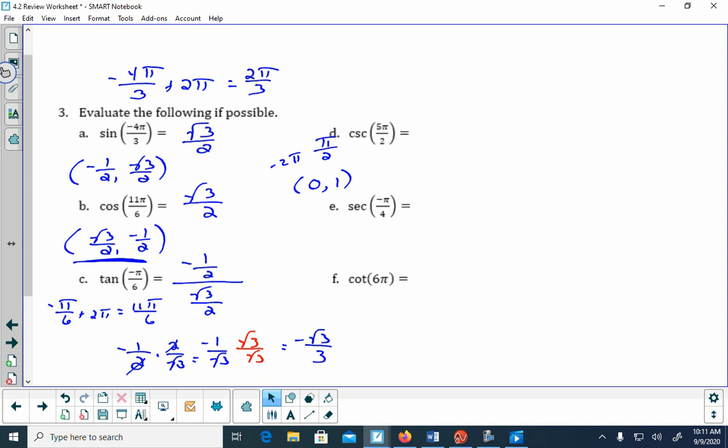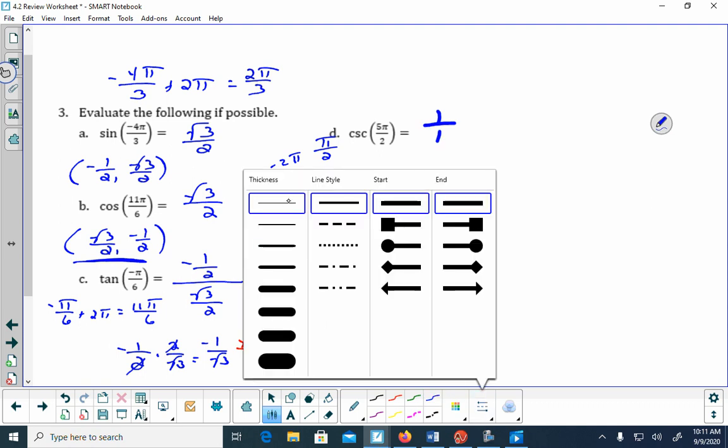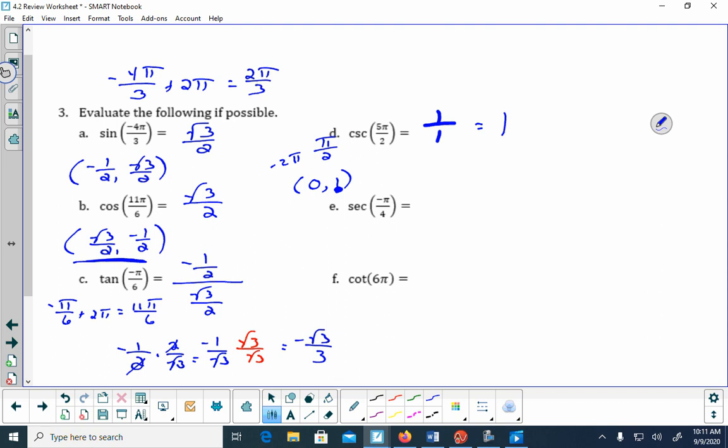Okay, good enough. And the cosecant is a reciprocal of sine. So the sine is 1. So the reciprocal of sine is 1 over 1, which will just be 1.